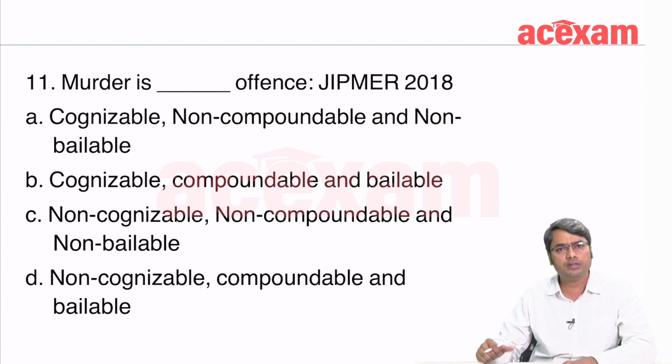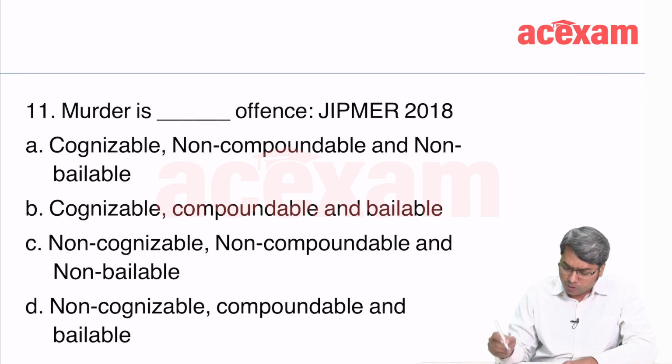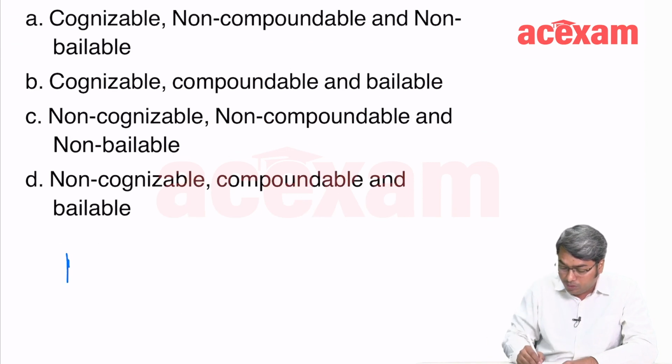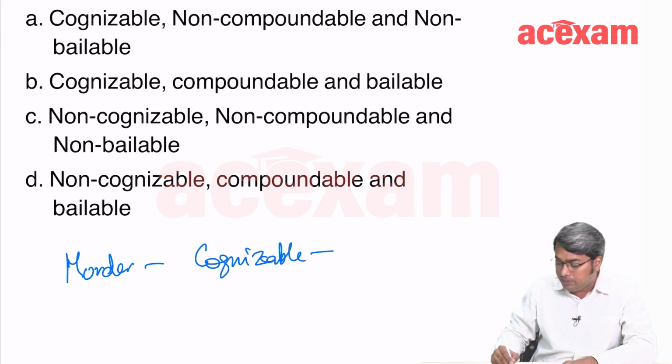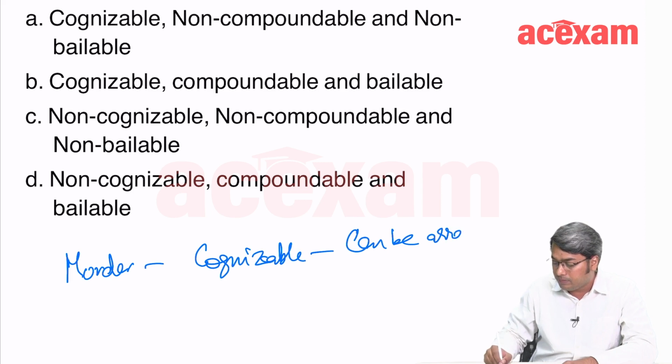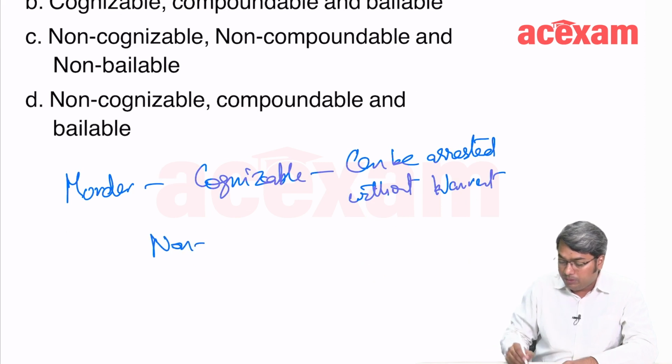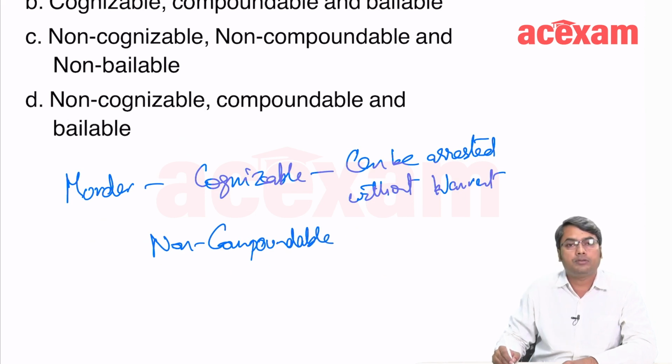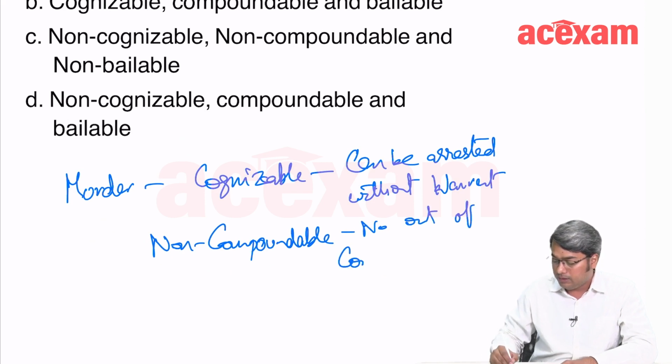Murder. Murder is a serious offence. As a serious offence, it is cognizable, it is non-compoundable. Murder is cognizable. That means that the person can be arrested without warrant by the police. Then it is non-compoundable. That means that the two opposite accused and the defense parties cannot settle things out of the court. No out of court settlement is allowed. A court case has to be done in this case.